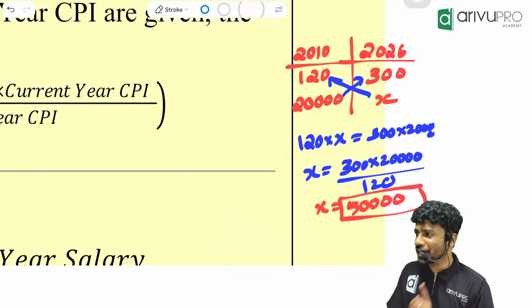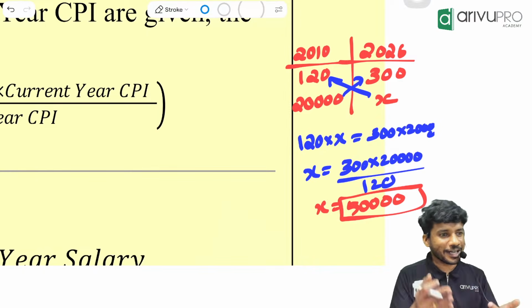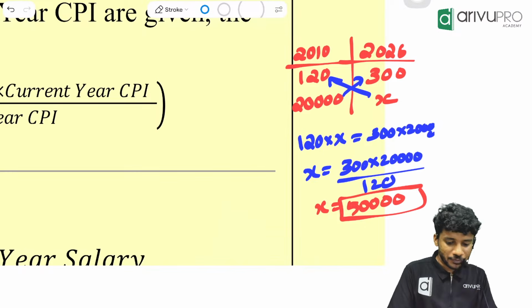Understood the meaning of current salary? Current salary means after tracking inflation, how much they should pay.